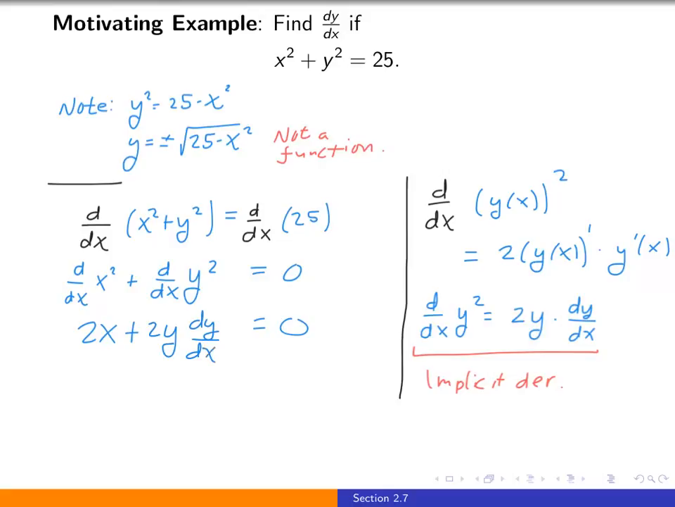So now that we have differentiated both sides with respect to x, we see the thing that we would like to solve for, dy dx. So let's go ahead and algebraically isolate it. We can subtract 2x from both sides, and then we can go ahead and divide both sides by 2y. So when we do so, the 2's cancel, and we have minus x over y. And this is our first example of the process known as implicit differentiation.